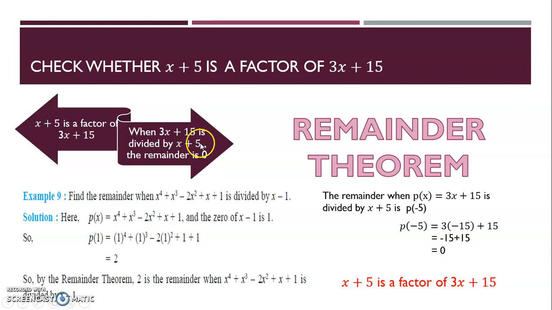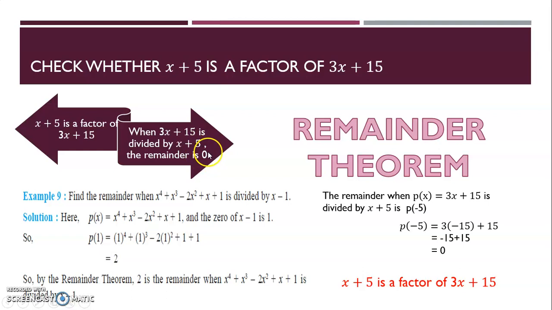Because the remainder is 0, what can we say? x plus 5 is a factor of 3x plus 15. I hope you understood what we did here. First, we are asked to check whether x plus 5 is a factor of 3x plus 15. So what do we know? If x plus 5 is a factor of 3x plus 15, when I divide 3x plus 15 by x plus 5, the remainder has to become 0. So I am checking whether the remainder is 0.